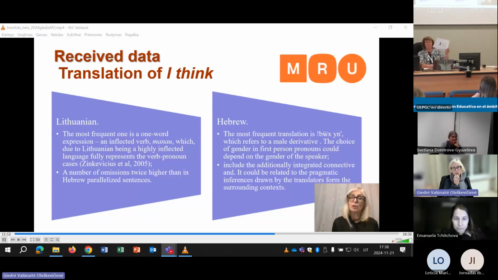Concerning the Hebrew translation of the same multi-word discourse marker, I think, the most frequent translation refers to a male derivative. The choice of gender in first-person pronouns could depend on the gender of the speaker. And also in Hebrew, the translation includes an additional integrated connective, and it could be related to the pragmatic inferences drawn by the translator from the surrounding context.